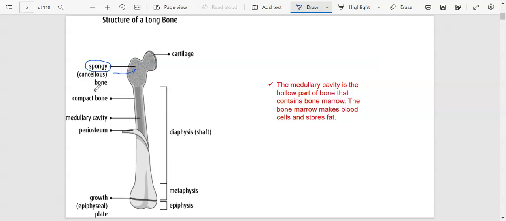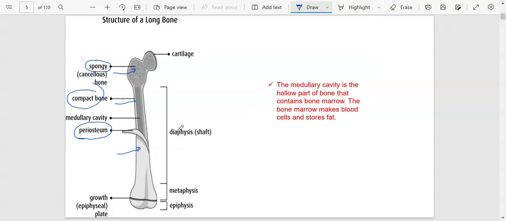We also have the compact bone that is also a bit of the inside. We also have the medullary cavity, which is more the middle of the long bone. We also have the periosteum, which is this hard part or the outside part of the bone.